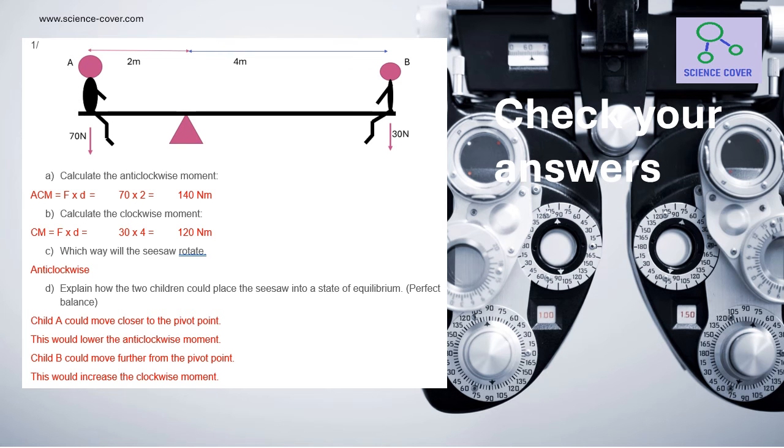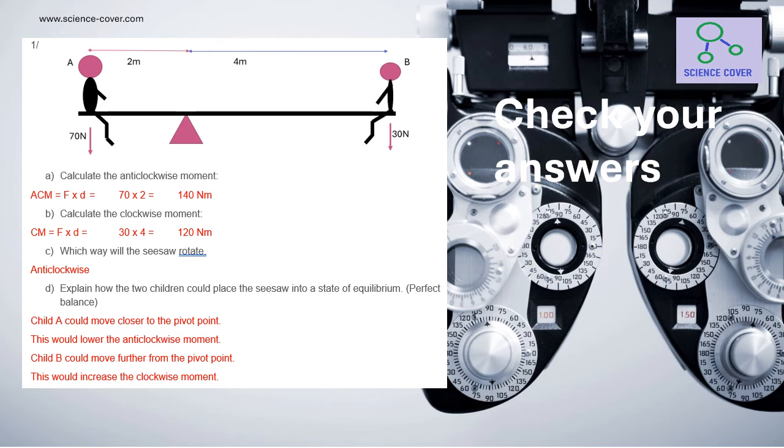Let's check our answers. Part A, calculate the anti-clockwise moment. So we need to do 2 times 70, which is 140 Newton meters. Calculate the clockwise moment. We do 30 times 4 is 120 Newton meters. Which way will the seesaw rotate? Anti-clockwise.